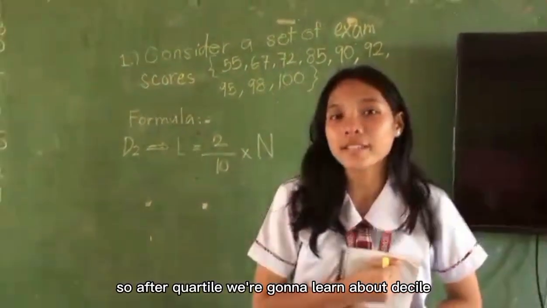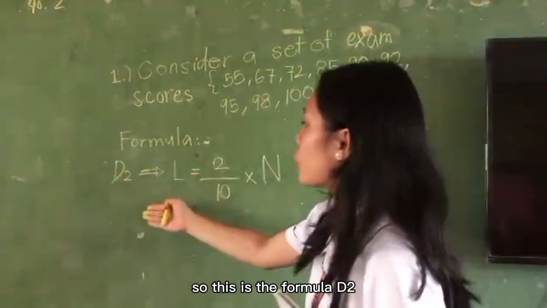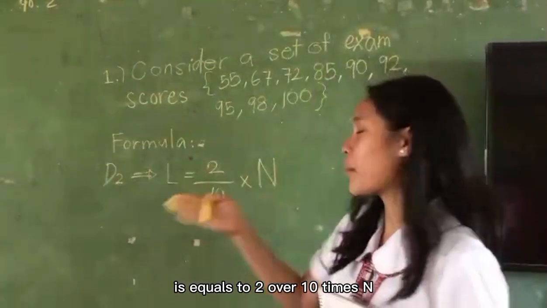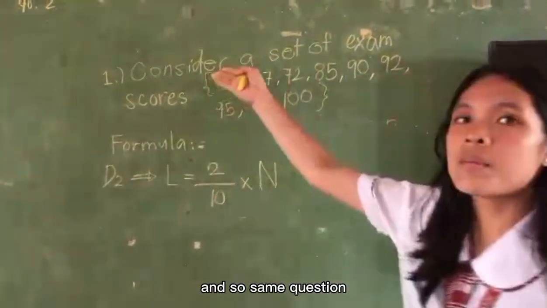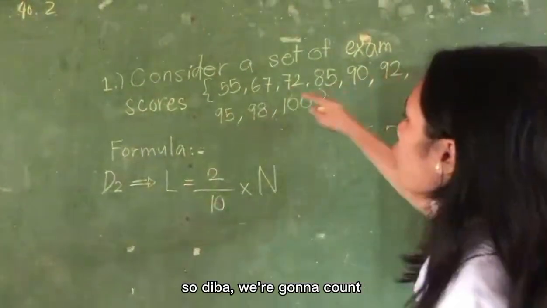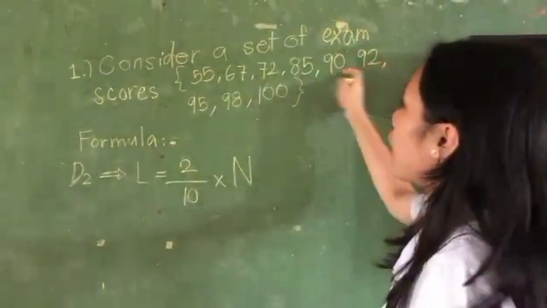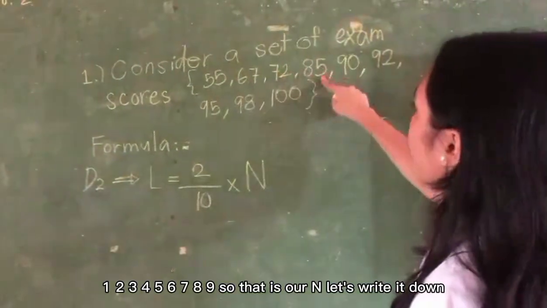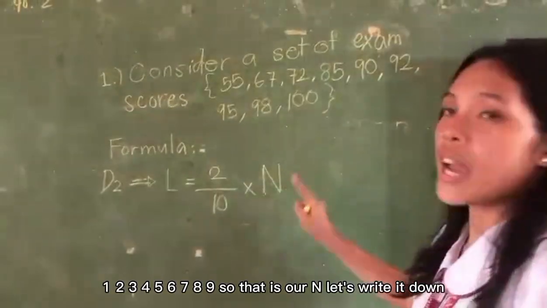So after quartile, we're going to learn about decile. This is the formula. D2, this is the location, is equal to 2 over 10 times N. Same question, but we're going to use decile. So we count how many scores there are in the set of exam scores. There's 1, 2, 3, 4, 5, 6, 7, 8, and 9. So that is our N.